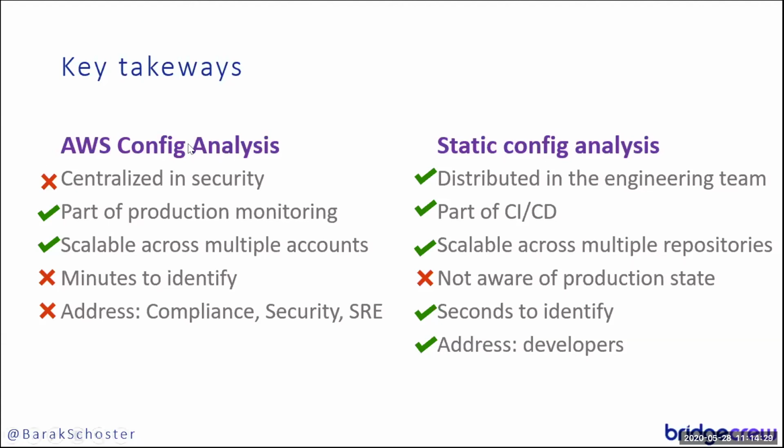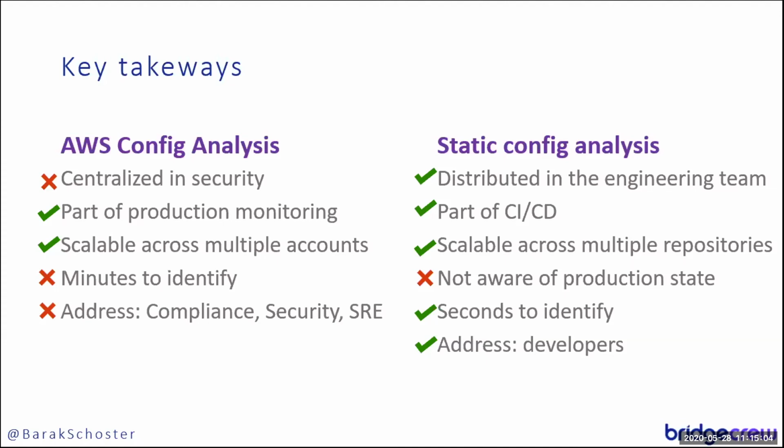The AWS config analysis tool is centralized in the security team, and it's not tracking each and every activity of a developer in my organization. It's probably part of the production monitoring, which is good because I know the true state of the environment. It is scalable across multiple accounts using ECS clusters and cross-account roles. It takes several minutes to identify since it's running on a scheduled basis, and it addresses compliance, security, and SRE, which are not the developers.